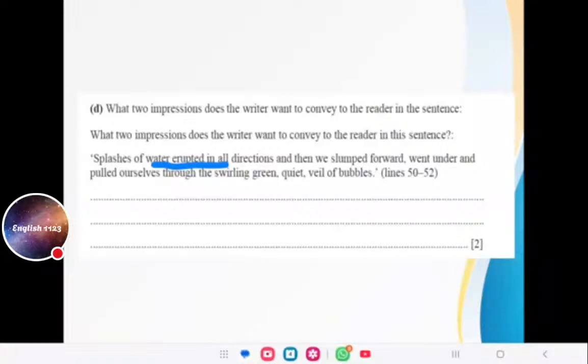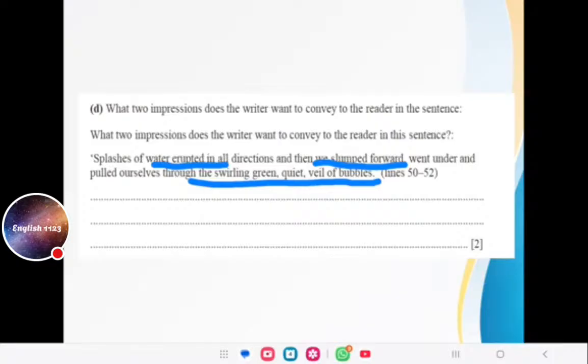And then we slumped forward, that they were slumped forward also. This is also giving us an impression that because there was a lot of activity, they continue to move forward, went under, pulled ourselves through the swirling green, quiet. And this second part is explaining what kind of beauty they saw. So when they went under, they saw this kind of green, quiet veil of bubbles. This second part is telling us about the beauty of the bed of the sea, and how the world is beautiful under the sea.